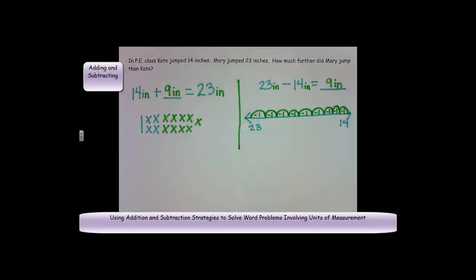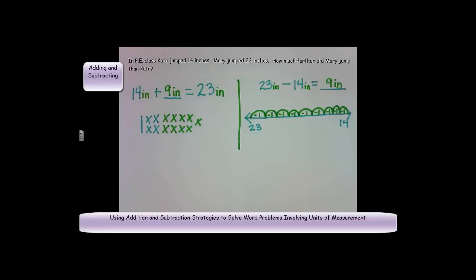Here, students need to apply the concept of length to solve addition and subtraction word problems. Here's an example of a word problem that uses measurement in inches. In PE class, Kate jumped 14 inches. Mary jumped 23 inches. How much farther did Mary jump than Kate?